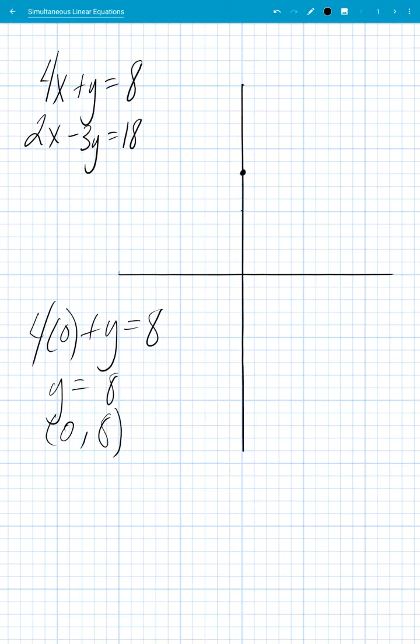Let's get another point. Well, now let's let y equal to 0, and that'll be my x-intercept. So I get 4x plus 0 equals 8. So x is equal to 2. Now I get the point 2, 0. So that's over here at 1, 2, 0, right here. And I'll lay down my ruler.